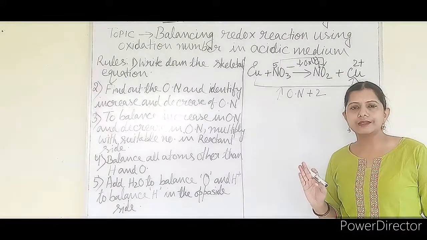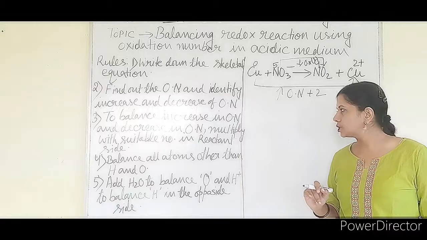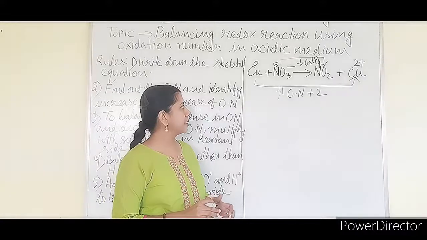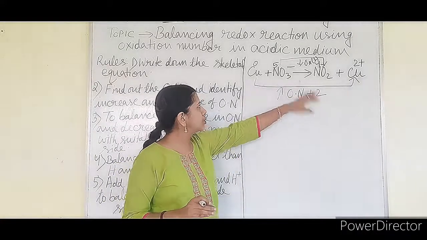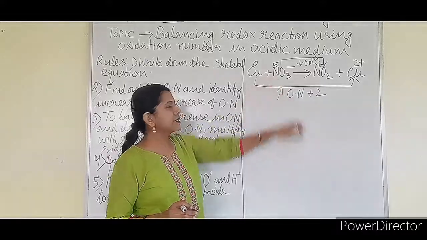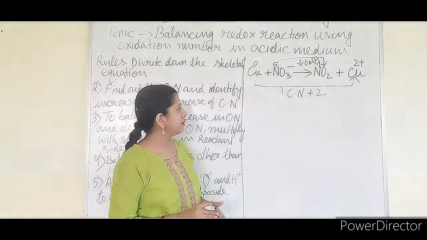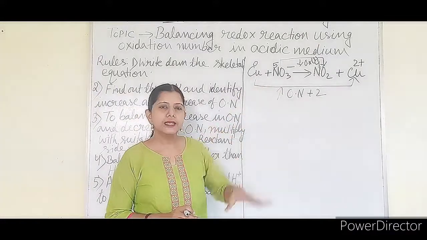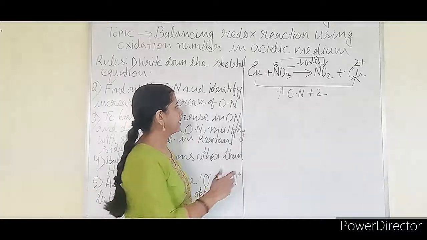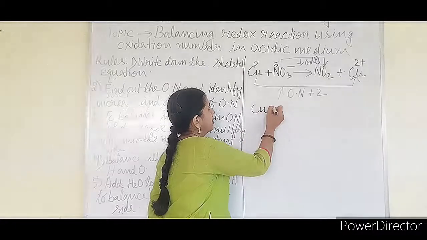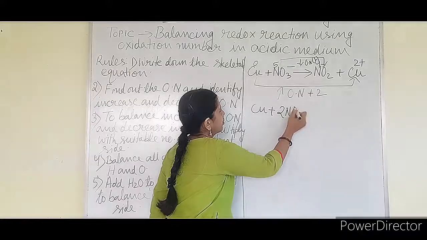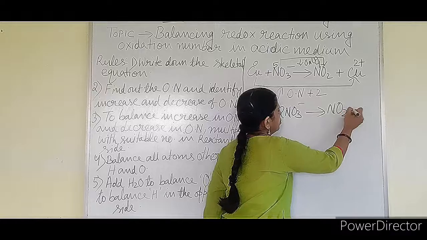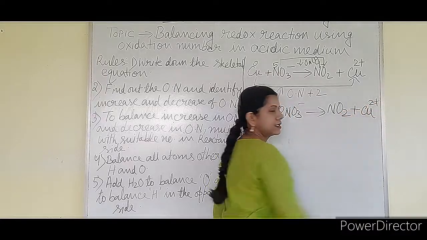Now I have to balance the increase or decrease in the oxidation number. So for that I have to multiply with a suitable number. Here it is 2, here it is 1. So on the reactant side I will multiply with the suitable number. I will multiply 2 here so that the oxidation number increase or decrease is balanced. So my equation is Cu plus 2NO3 negative, product is NO2 plus Cu2 positive.